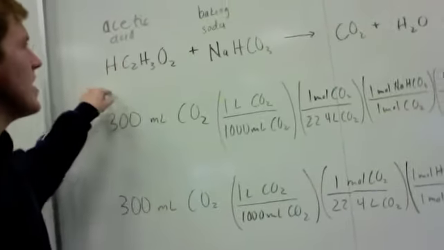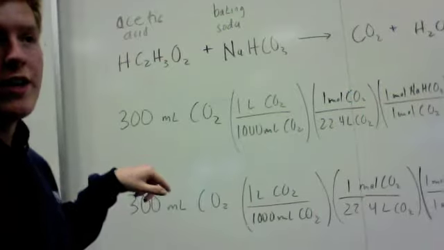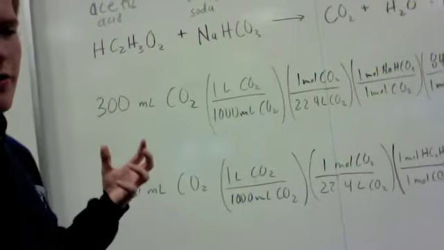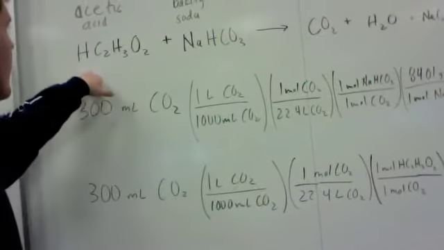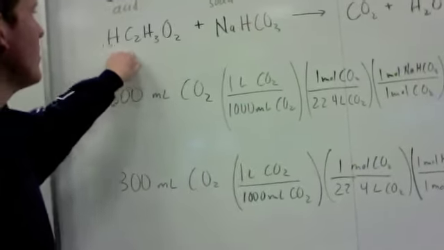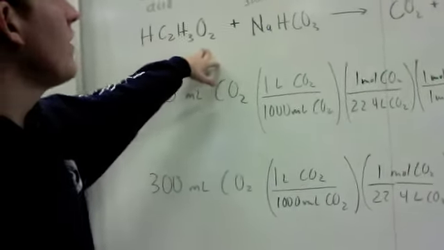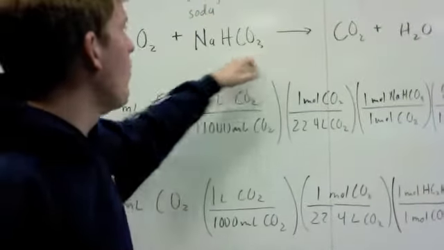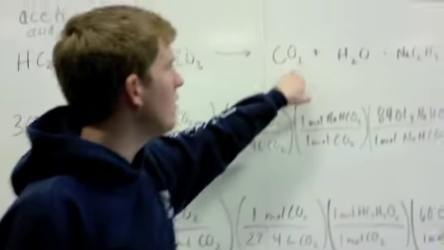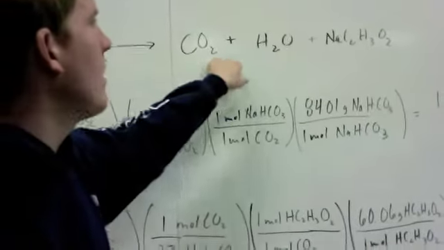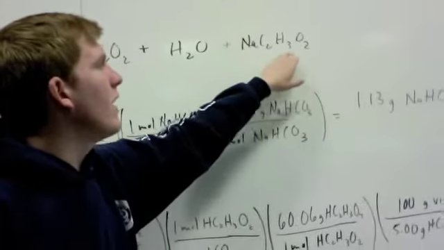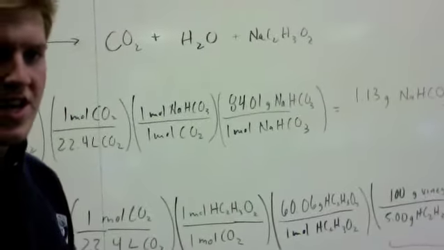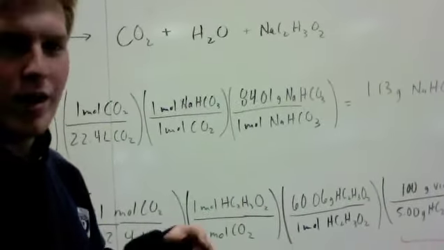So here we have the balanced equation for what it takes to blow up the balloon with CO2 gas. You have the acetic acid, which is the vinegar, HC2H3O2. You combine that with baking soda, which is NaHCO3. When you combine these two, you get CO2, which is carbon dioxide, water, and NaC2H3O2. The CO2 is the gas that causes the balloon to expand and blow up.